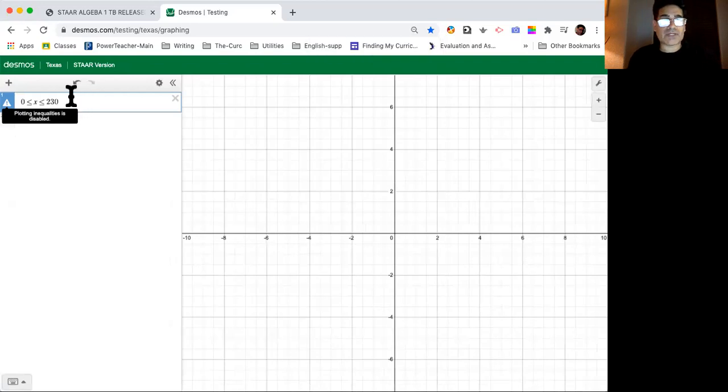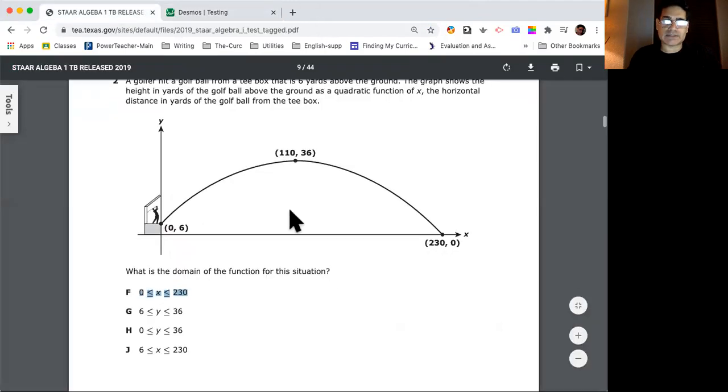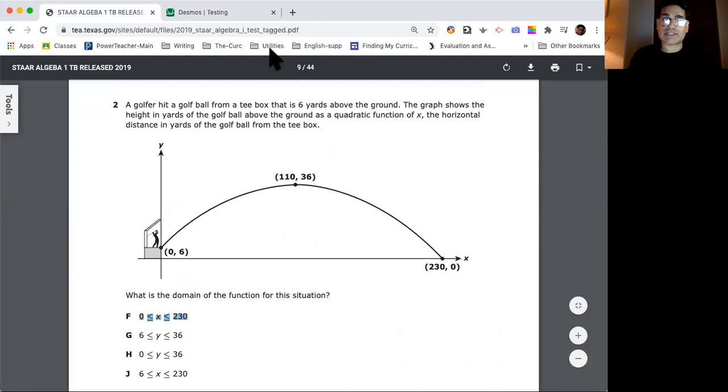So what do we do? Well, give it a good read and see what the question is asking us. So let us see this question. A golfer hit a golf ball from a tree box 6 yards above the ground. The graph shows the height in yards of the golf ball above the ground as a quadratic function of x. Students should understand what quadratic functions are going into the test. Okay, so we have this ball going over, creates this shape here. We have points.